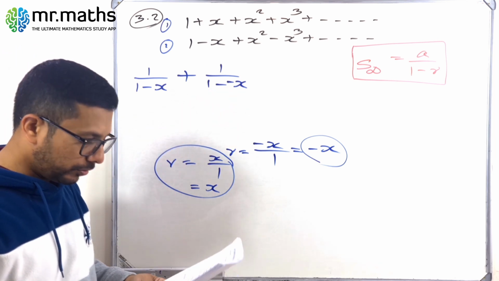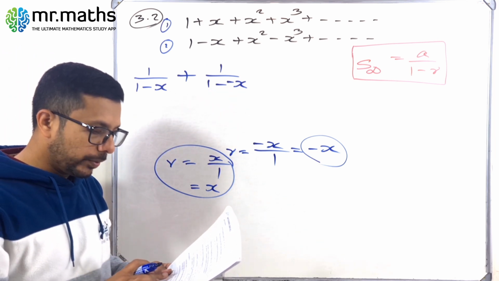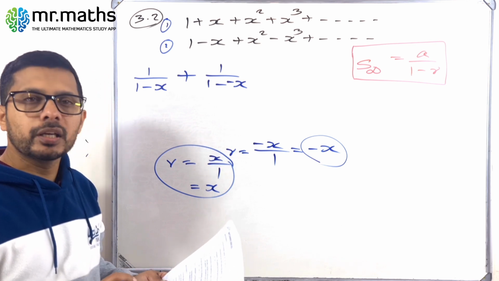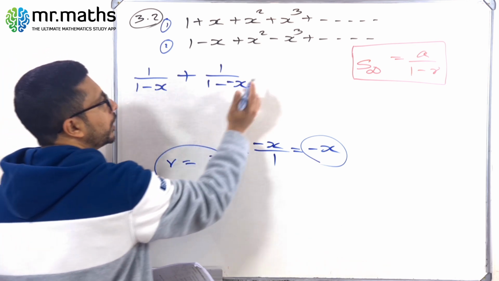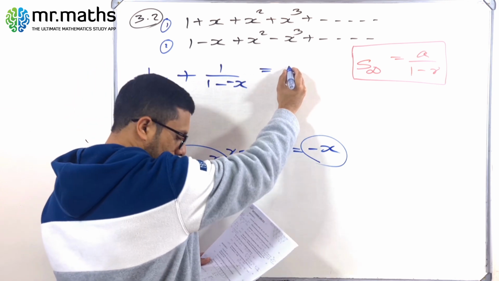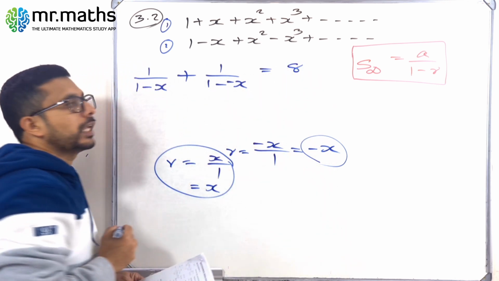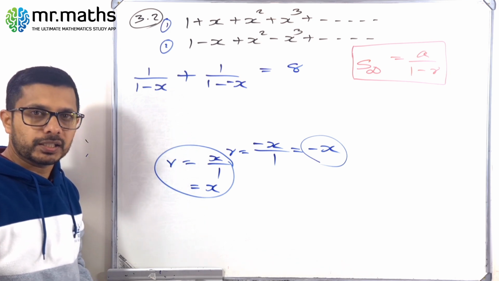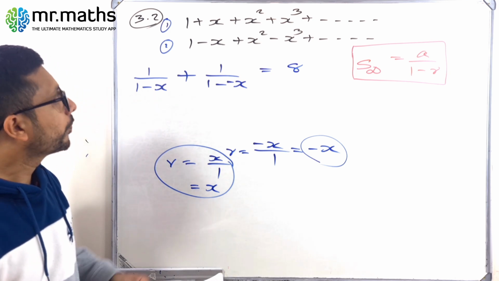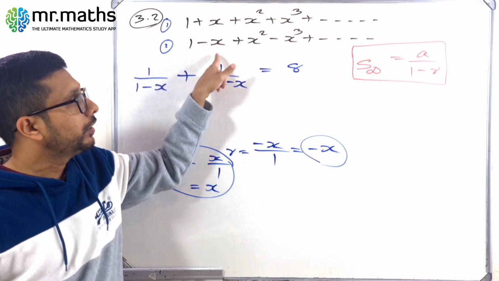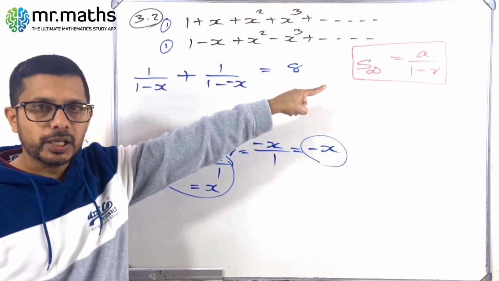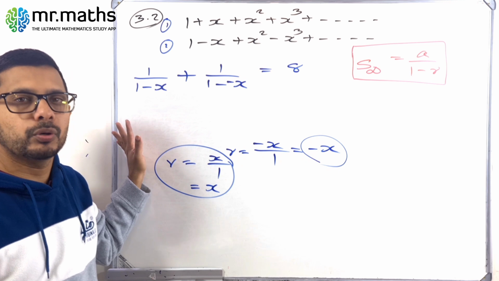Anyway, look at that question once more. Determine the value of x for which the sum of the two series is equal to 8. Sorry, it is 8. And what is the question? You have to find the value of x. So listen once more. First of all, you have to identify that these two are sums to infinity. The sum to infinity formula is that one. Then just apply that formula, that's all.